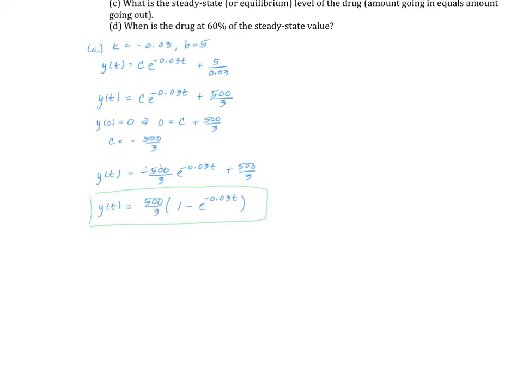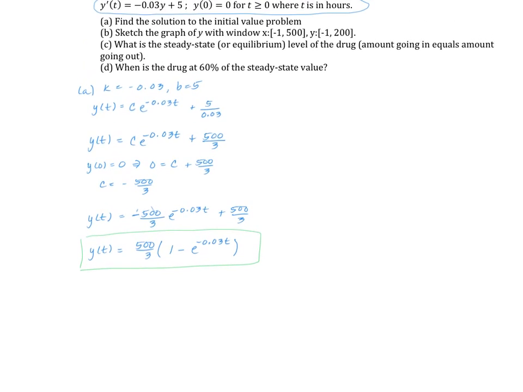Now when we look at part B, B says to sketch the graph of y from part A. And on your calculator, you should use the window of x values from negative 1 to 500, and y values from negative 1 to 200 to get a nice picture. My sketch will be a little sad because I'm hand drawing this.